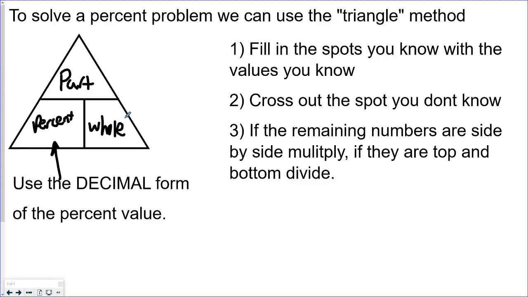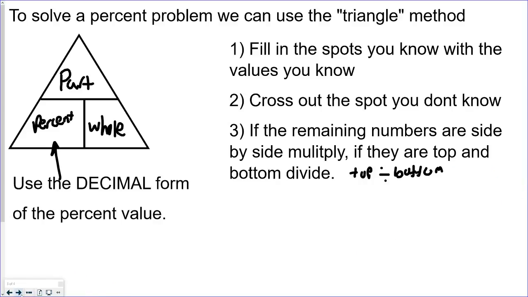Now remember, you're going to be given two of the three, so you're going to be able to fill in two spots. You cross out the spot that you don't know. So let's say you fill in your percent and your whole, you'd cross out the part spot. Now, once you've crossed it out, if the remaining numbers you have are side by side, you multiply them together, and there's your answer. If they're top and bottom, then you divide, and then there's your answer. And you always divide top divided by bottom, not the other way around. So top value divided by bottom value.